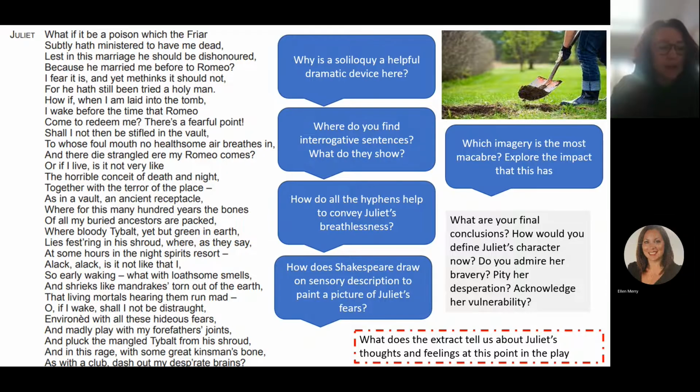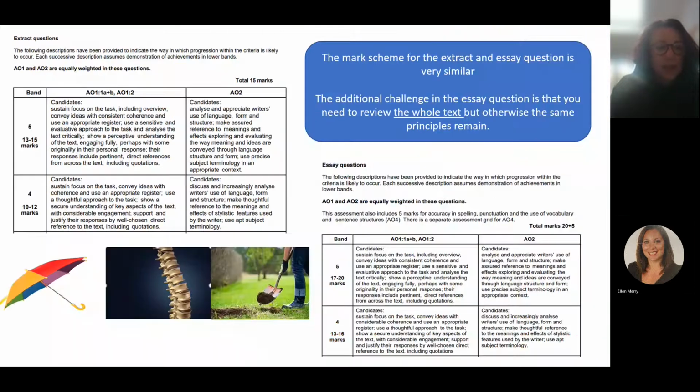If you wanted to, you could have a go at writing a response to this, giving yourself 20 minutes. Now, these are the two mark schemes. The one on the left is for the extract question that we've just been looking at, the 15 marker. And the one on the right is the essay question, which is the 25 marker. And if you have a look, they're very similar in what they're asking you to do.